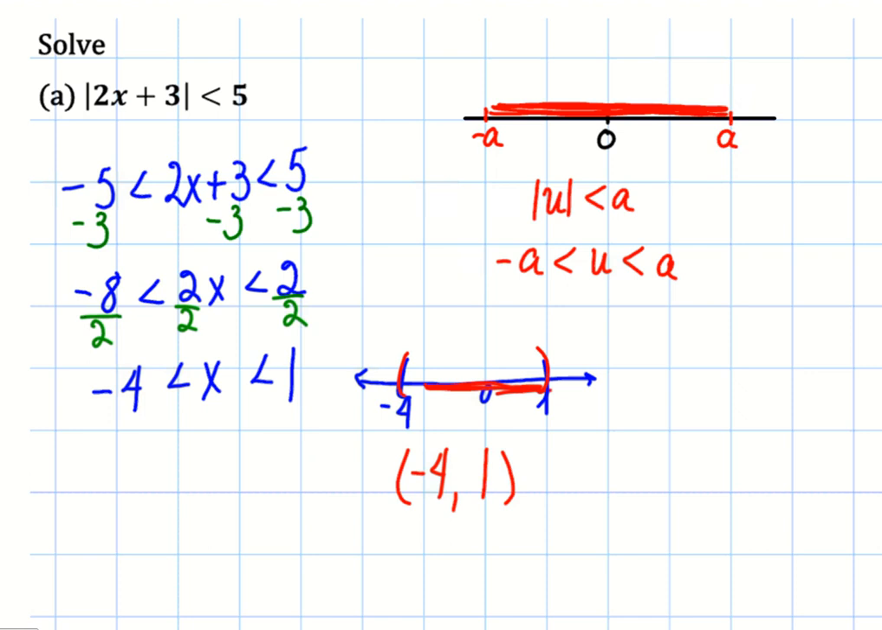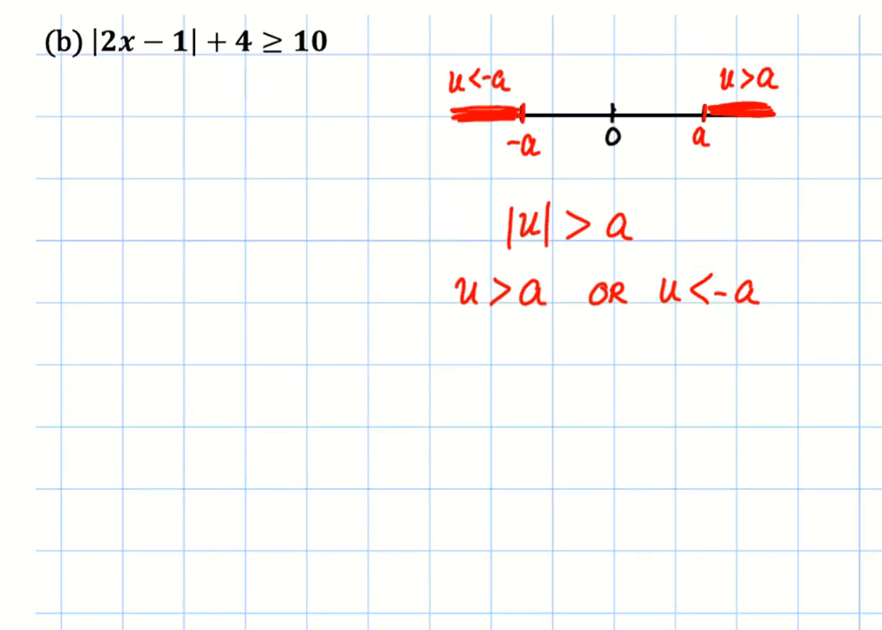Notice that this problem is greater than or equal to 10. Again, let's isolate the absolute value. So it's going to be greater than, subtracting 4 on both sides would be 6. Because it's greater than, you're going to have a range of solutions.